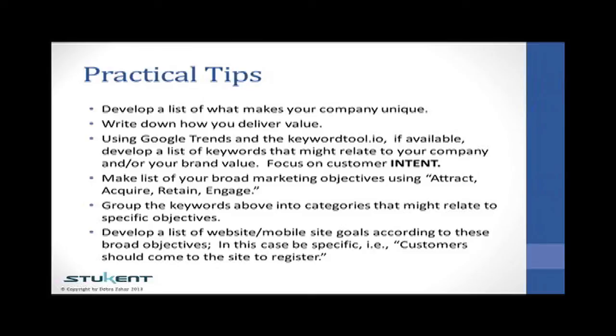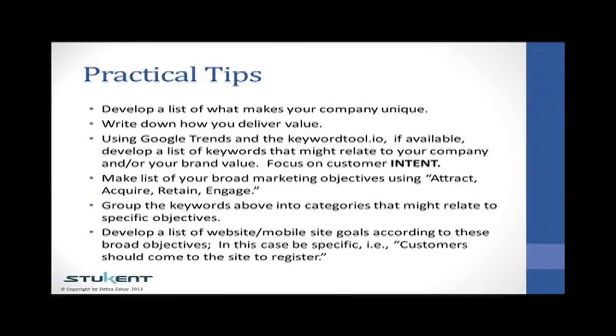So my practical tips for doing this are to develop a list of what makes your company unique and write down how you might deliver value. And then use Google Trends. I don't know if you've used Google Trends for search, but it's great. It can tell you what's trending right now, what keywords are going up and going down. And that's how I rebranded our program here from interactive marketing to digital marketing, looking at the trends.